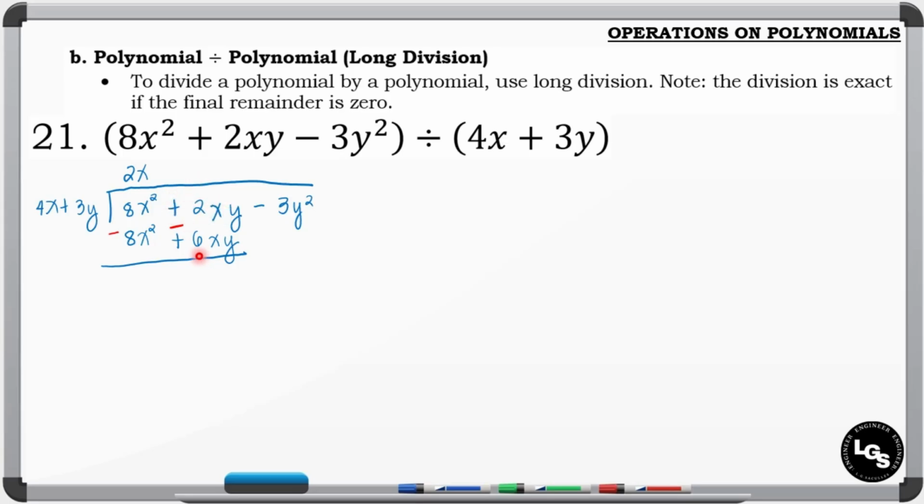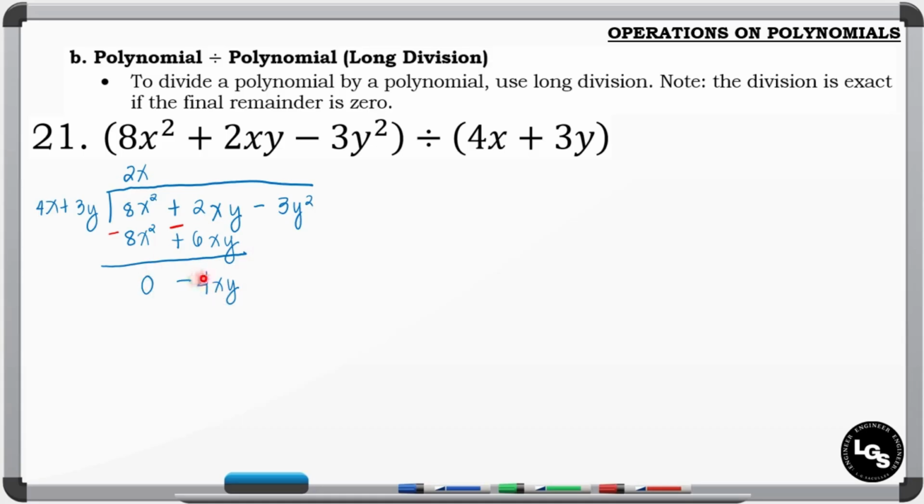So positive 2 plus negative 6, that is negative 4. Then we copy the variable x, y. 8x squared plus negative 8x squared, that is equal to 0. So you will notice now that the first term, when we subtract, results in 0. That is always the case when we are dividing. If you subtract these terms and your answer is not 0, there is something wrong with your process. So double check your answer.